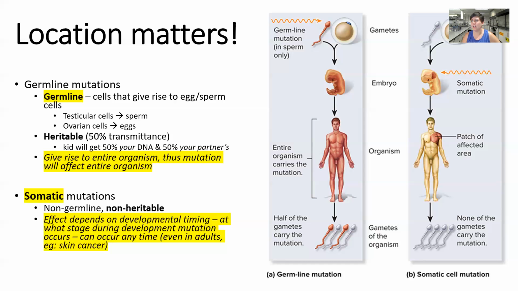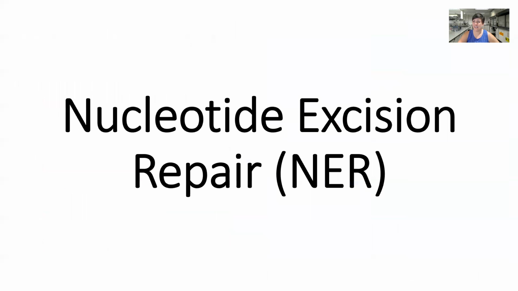Is it occurring early in development, like in this example where it's occurring in all the cells that give rise to the shoulder, or is it occurring late in development, right? Is it occurring in one skin cell and it leads to a melanoma, which is a patch of cancer specifically on the skin? Again, germline mutations will affect the entire offspring, whereas somatic mutations are not heritable, and it completely depends on timing during development as well as location. All right, I hope that makes sense.